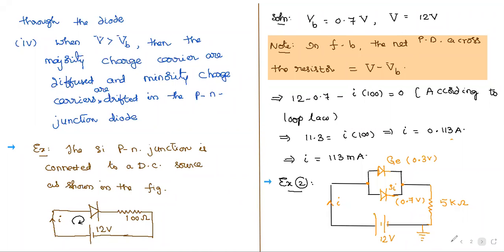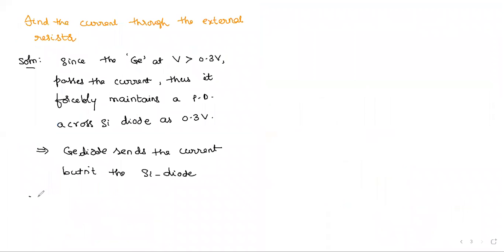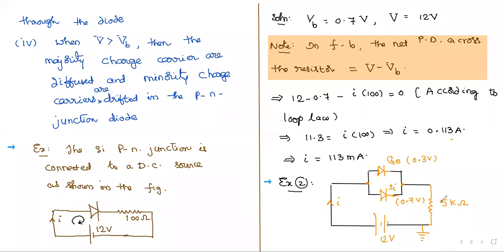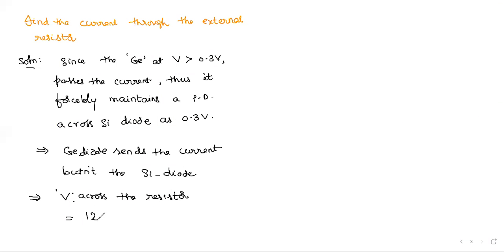No, sir. So here that implies, straight away, V across the resistor is equal to, already I told, when a diode is in series with the resistor, the potential difference across the resistor is V minus VB, I told here. So that is again 12 minus 0.3, not 0.7. So I write it as 11.7 volts.